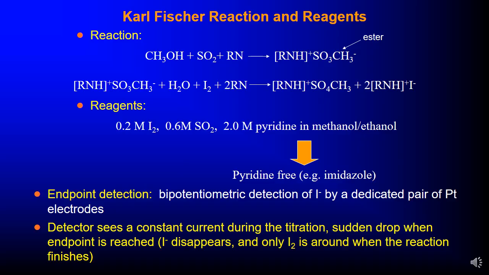Then endpoint detection by potentiometric detection of iodide ion by a dedicated pair of platinum electrodes. The detector sees a constant current during the titration, and a sudden drop when the endpoint is reached. So iodide disappears and only iodine is around when the reaction finishes.